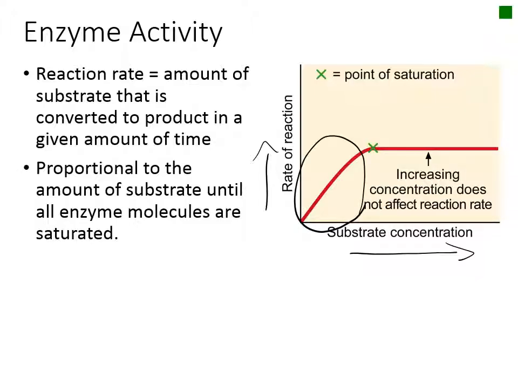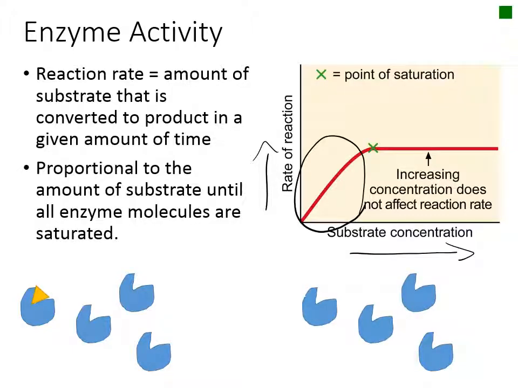there is a lower likelihood that the substrate will bump into the active site of the enzyme. For example, if you have 4 molecules of enzyme and only 1 molecule of substrate, no reaction can occur until the substrate randomly bumps into the enzyme's active site. However, if you have 4 molecules of enzyme and many molecules of substrate, there is a higher likelihood that the substrate will interact with the active site and the reaction will occur.